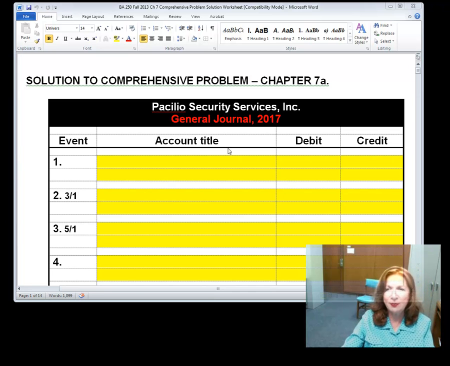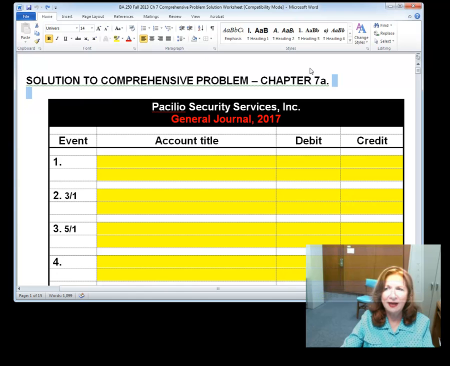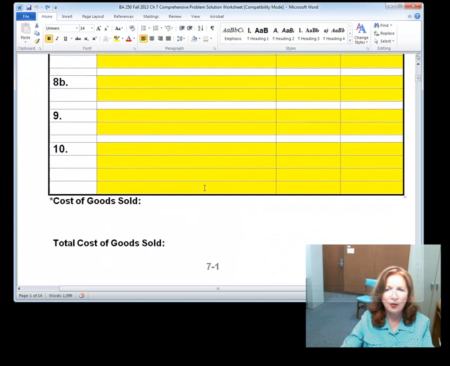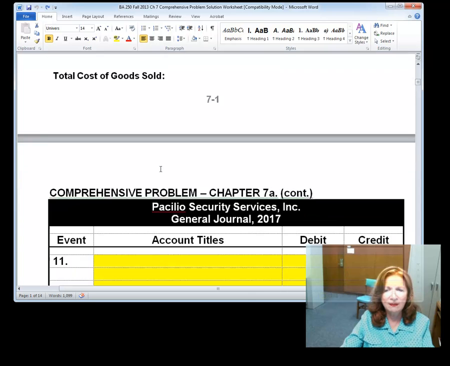I'm going to bring your attention now over to the screen that you would see behind me, above me. So this is the solution to the comprehensive problem right there. It's for Chapter 7. This is the A requirement, and it's enter these general journal entries. So here are the general journal entries. You have to put in a cost of goods sold calculation right here.